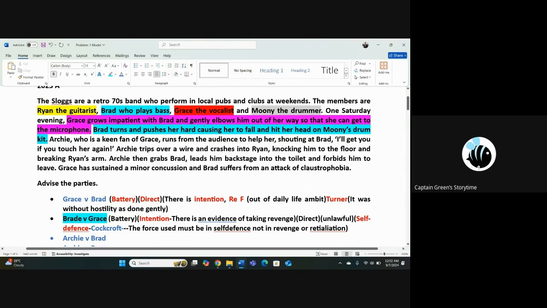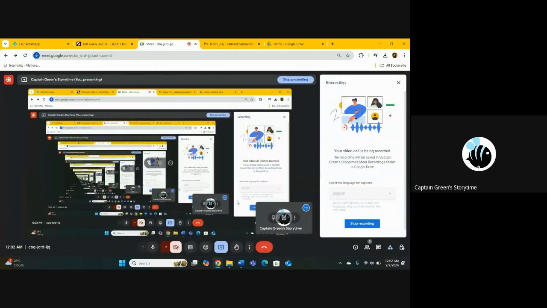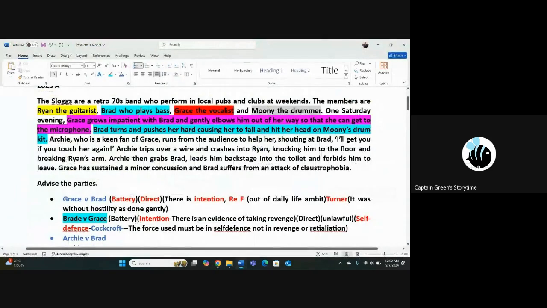Apply the battery offense, then go towards directness. Okay, and state whether the relation, the gently elbowing by Grace towards Brad, is direct or not. Perfect. Okay. Now, whether the relation between Grace and Brad and the action between these two, is it direct? Yes, it is direct just because there is no other intervening factor involved.